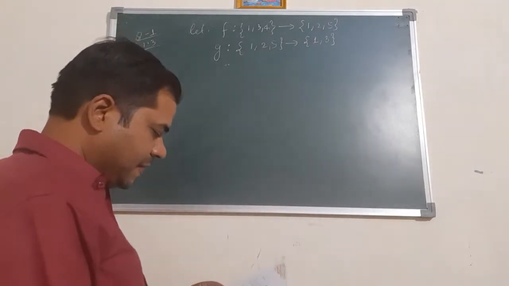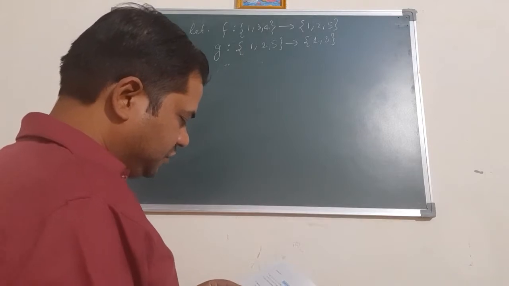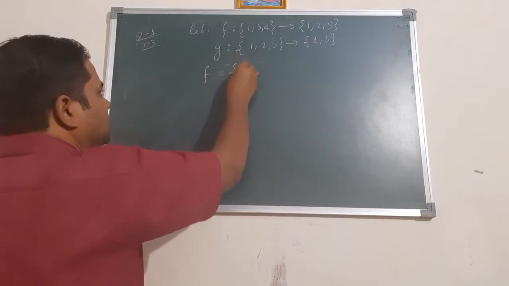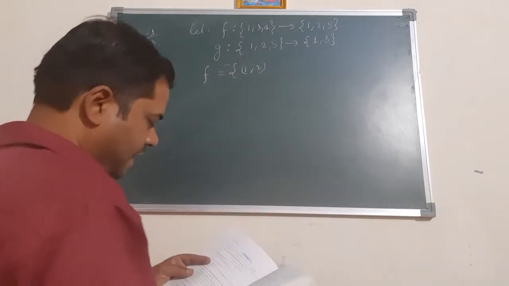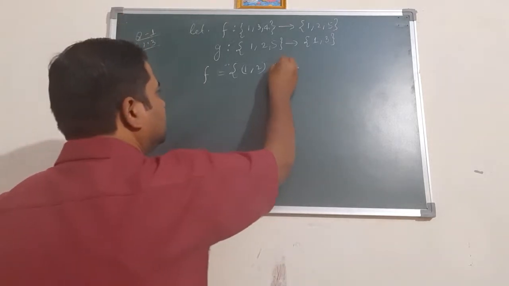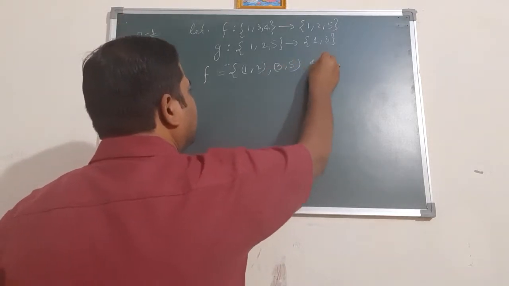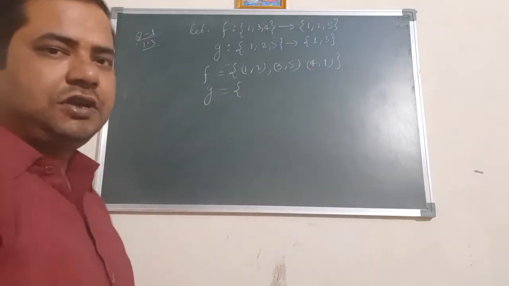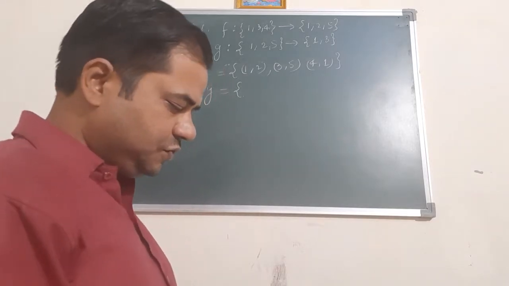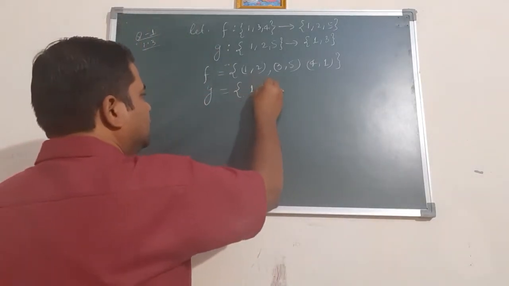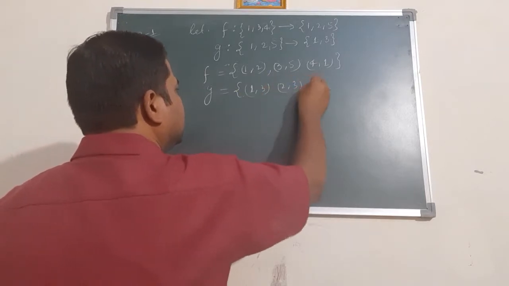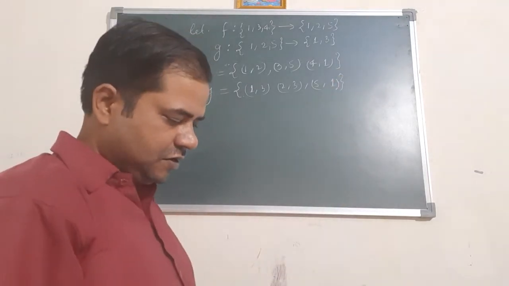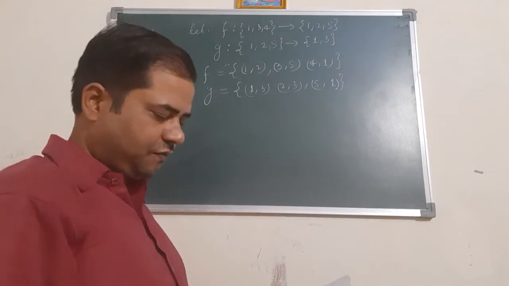And now what is given? f is given by f = {(1, 2), (3, 5), (4, 1)}. This is f. And what is g? See in your book, g is given as g = {(1, 3), (2, 3), (5, 1)}.